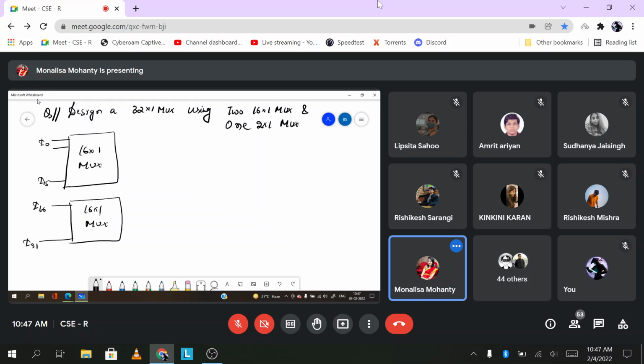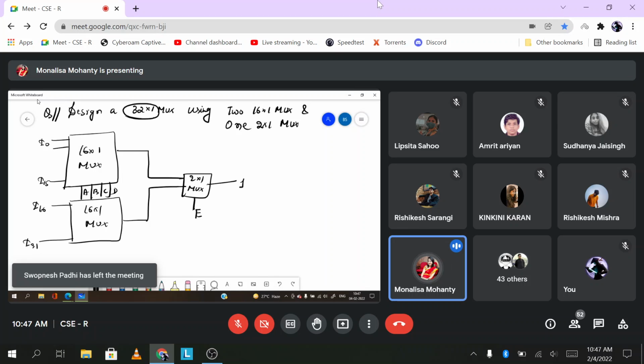Select lines, the same select lines A, B, C and D. But see, if you take two muxes, then you'll have two outputs, this and this. But your question is you need to design 32 cross 1. So this output and this output must be combined together and provided to a 2 cross 1 mux. Since there are two inputs, you need another select line, say E, and you are having one output here.